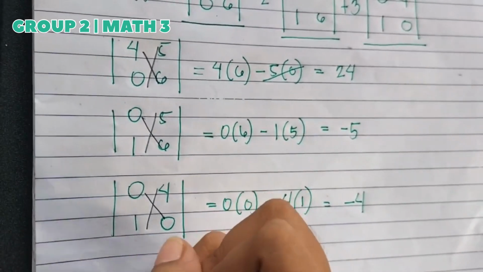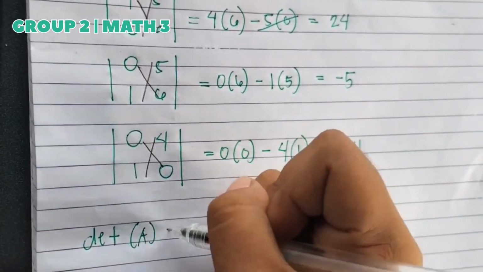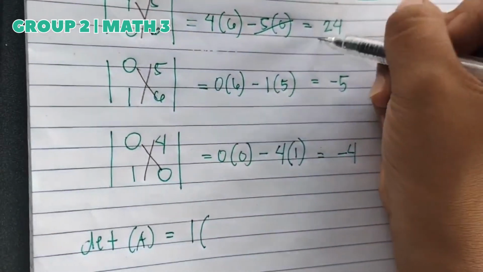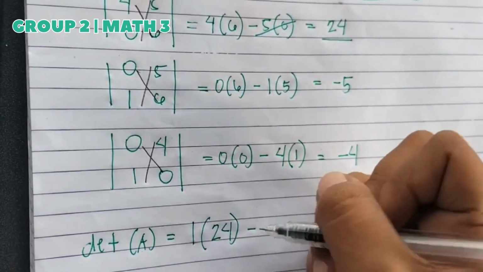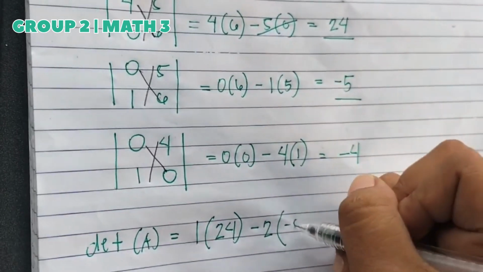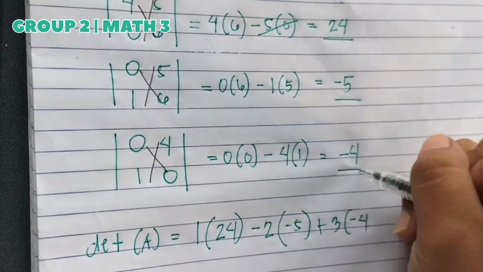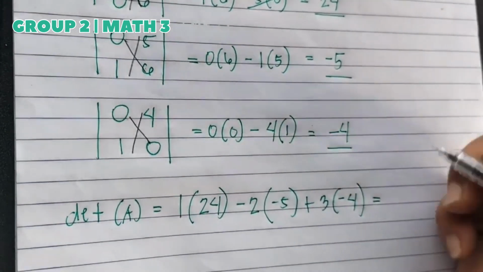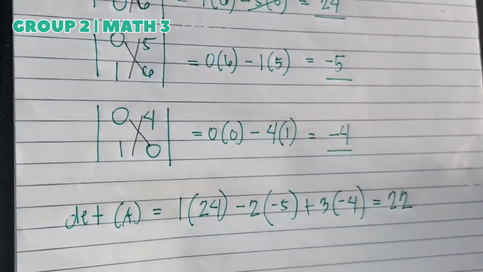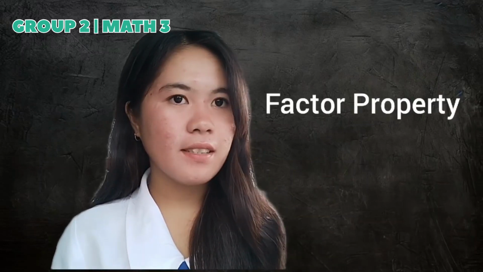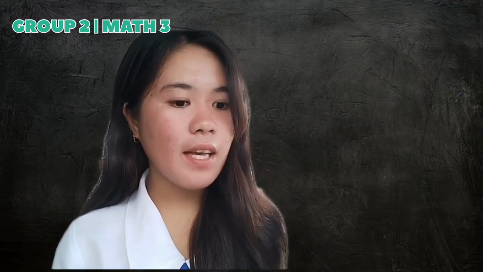So determinant A equals 1 times 24, minus 2 times negative 5, plus 3 times negative 4, equals, the answer is positive 22. Next, we have the factor property. If a determinant delta becomes 0 when we put x equals theta, then x minus theta is a factor of delta.